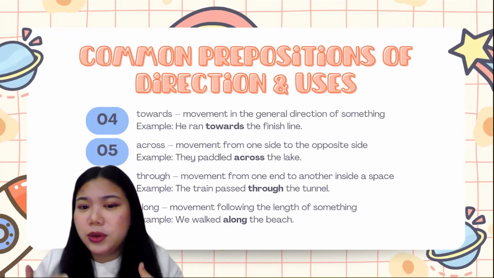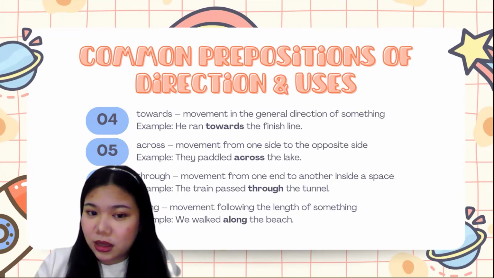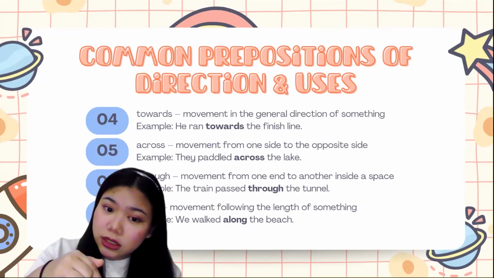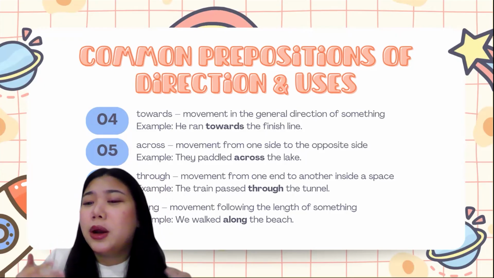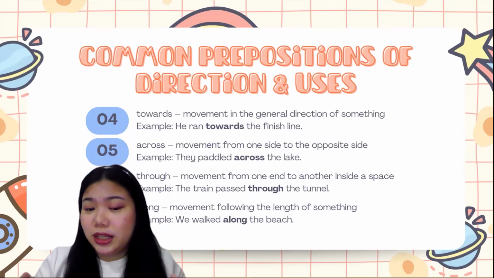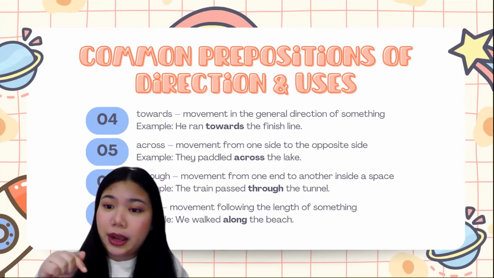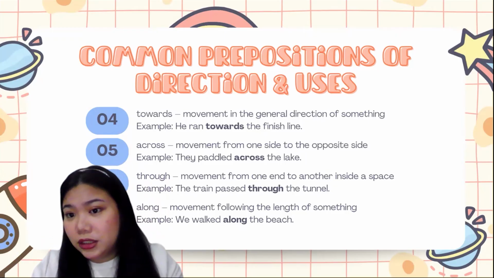Across is a movement from one side to the opposite side, by saying something like, they paddle across the lake. Now what about through? Through is movement from one end to another inside a space. For example, the train passed through the tunnel.